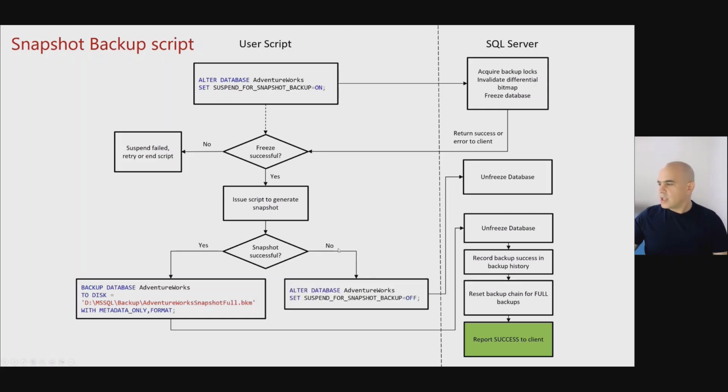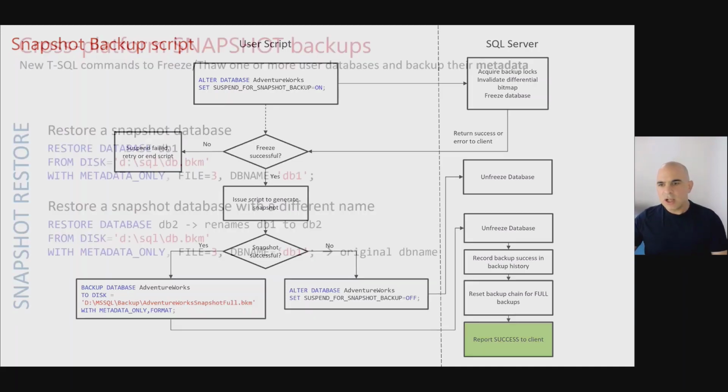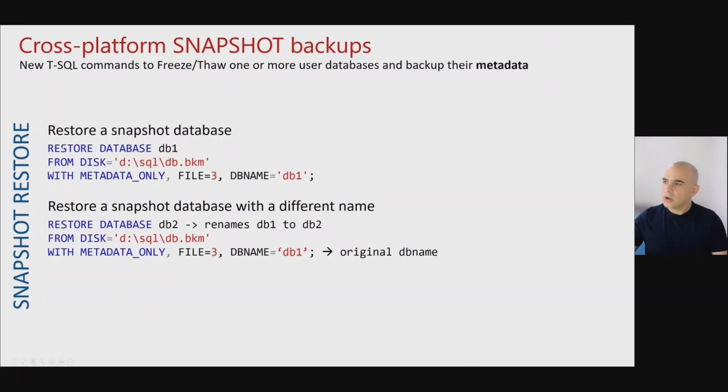Obviously, if the snapshot was not successful, ALTER DATABASE AdventureWorks SET SUSPEND_FOR_SNAPSHOT_BACKUP = OFF will unsuspend the database. So that was a quick introduction of how you can issue a SQL Server snapshot backup with these new T-SQL commands. So with that, let's go take a look at the restore.